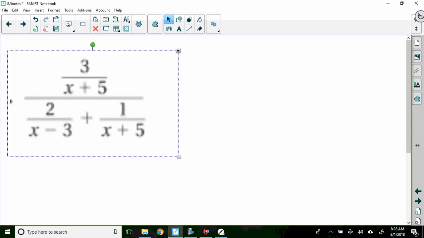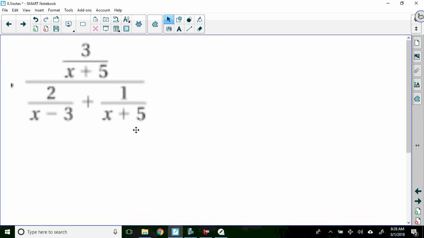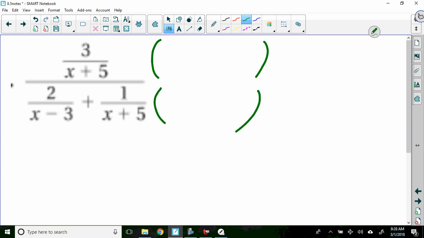Welcome to the new page. Okay, so we have to multiply the top and the denominator by the LCD of the denominators. So what's that going to look like? x plus 5 times x minus 3. Good.